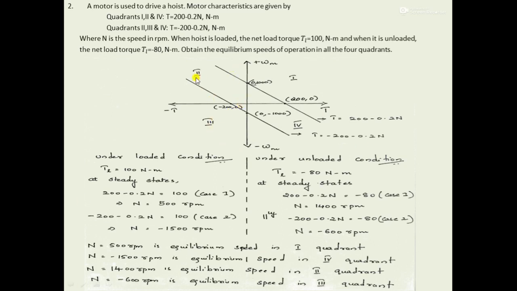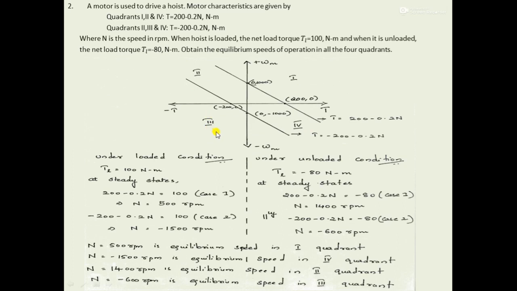Similarly, if the motor is possessing this characteristics and the load torque is minus 80 Newton meter, then the equilibrium speed will be at this point somewhere over here. That can be determined by equating minus 200 minus 0.2n with minus 80 Newton meter. That is also done here, and the value of n is found to be minus 600 rpm. That is, during loaded operation we have determined the speed in the first and fourth quadrants, and during unloaded operation we have determined the speed in the second and third quadrants.